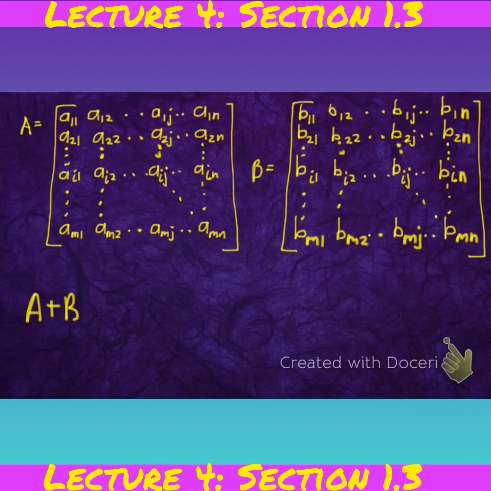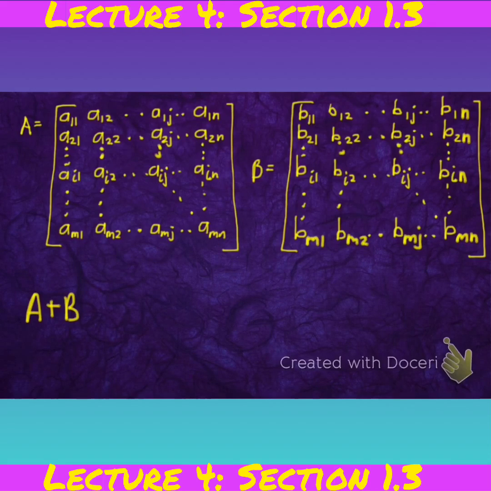We have the matrices A and B. And before we can add them up, we need to make sure that they have the same number of rows, and they both have m rows, and the same number of columns, and they both have n columns. Right, so we can add them together.